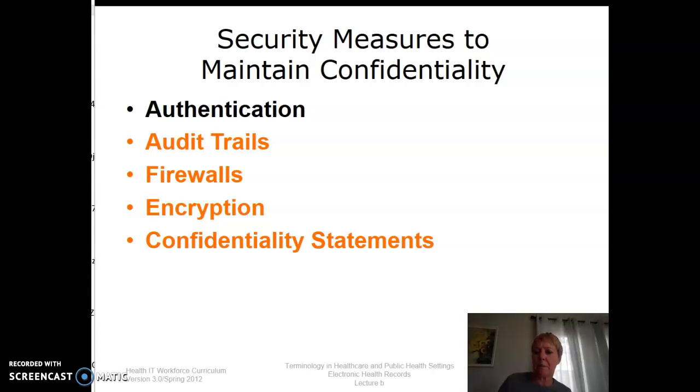It's very, very important because you might wonder, who would want to hack a medical record? Medical identity theft, which you'll hear about in legal, is big business. Someone can get your information and get healthcare services under your name. Not only will you be billed for it, but your whole personal record is affected, and you have to go and fix it and say, this is not my record, this is not me. Very, very hard to do. Encryption refers to transmission of data and protecting it, and then you've got your confidentiality statements.